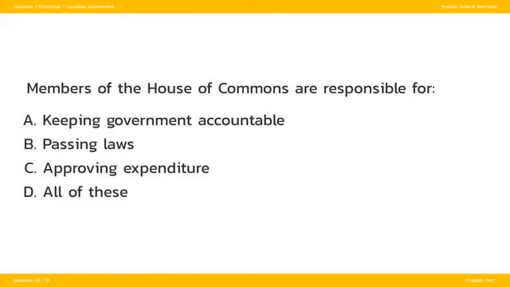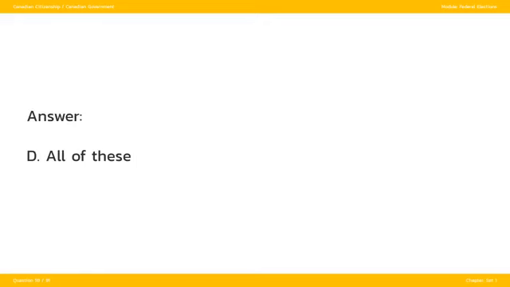Members of the House of Commons are responsible for A. Keeping government accountable. B. Passing laws. C. Approving expenditure. D. All of these. The answer is D. All of these.